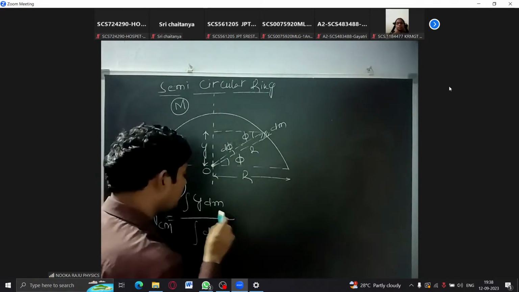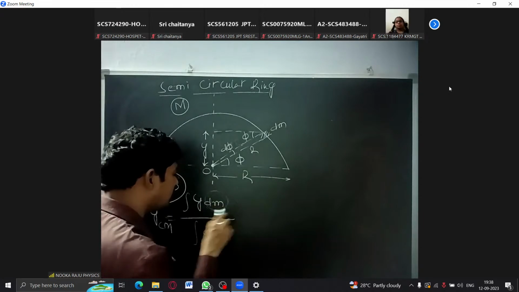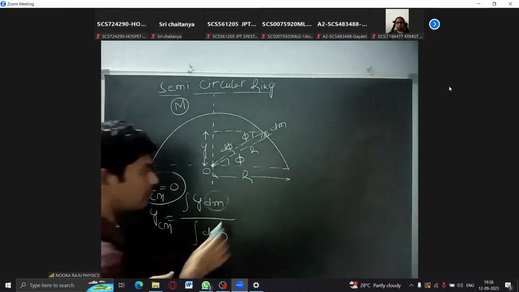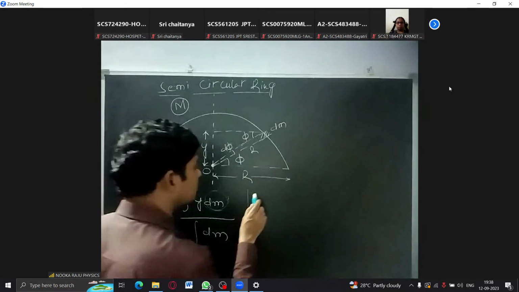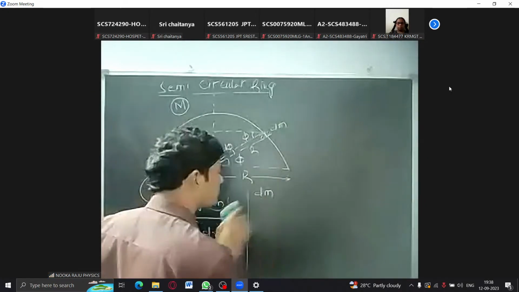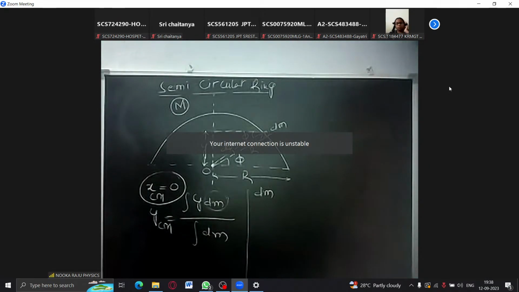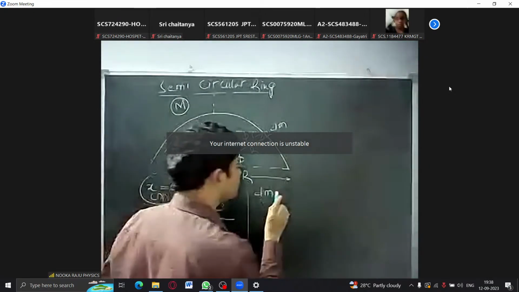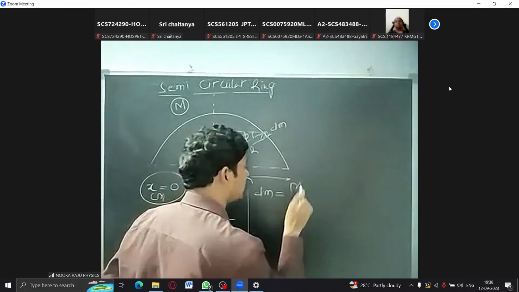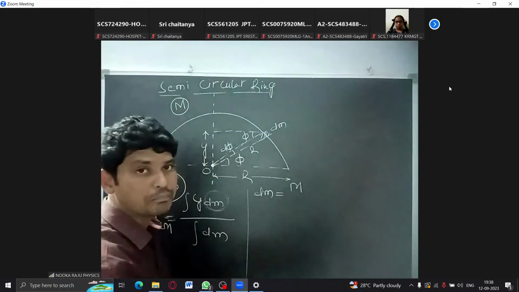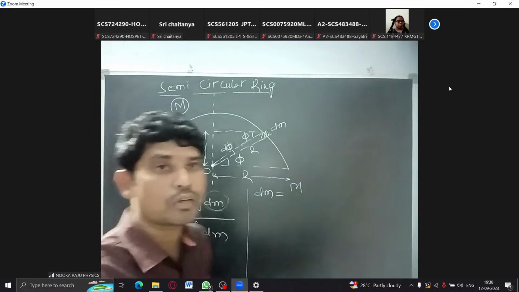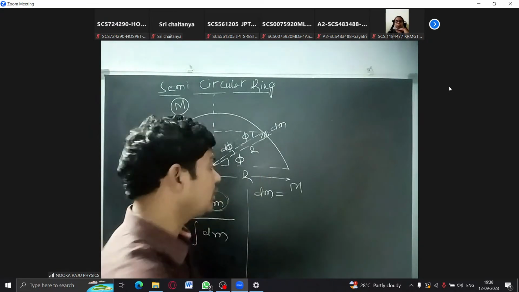Now come to the point. So simply we can write what is the dm value. I want to find out the dm value. This is a very important step. So how can you calculate the dm value? dm is equal to what? What is the total mass of the circular ring? Total mass of the circular ring is capital M.